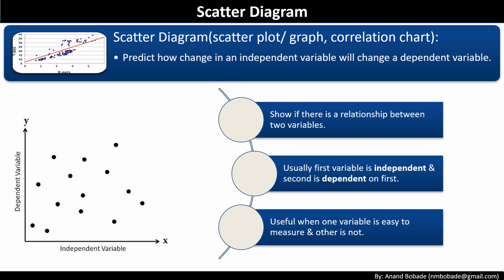This diagram is incredibly useful when one variable is easy to measure, but the other isn't. In quality management, we often use it to show the relationship between a process or activity and a quality defect.